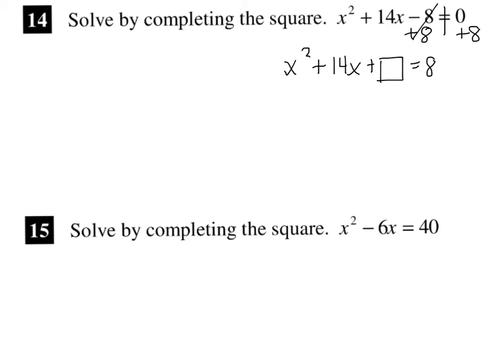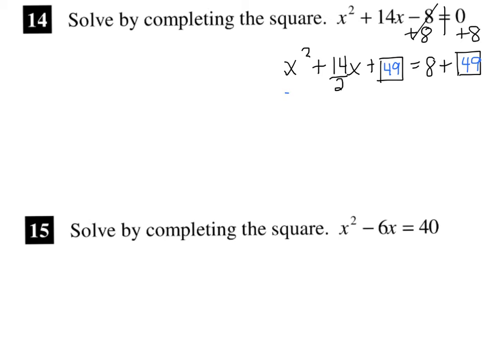8 will be on the other side, and I will add a space for the perfect square. So what goes inside the square? You take b divided by 2 and square it. So 14 divided by 2 is 7, and 7 squared is 49. So that's what you add on both sides.